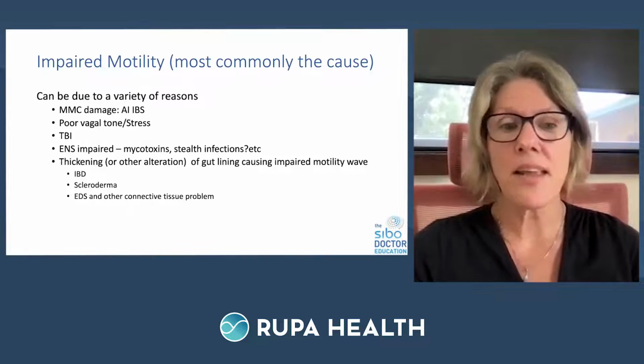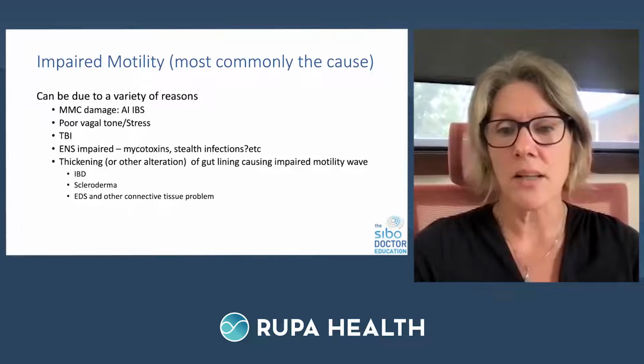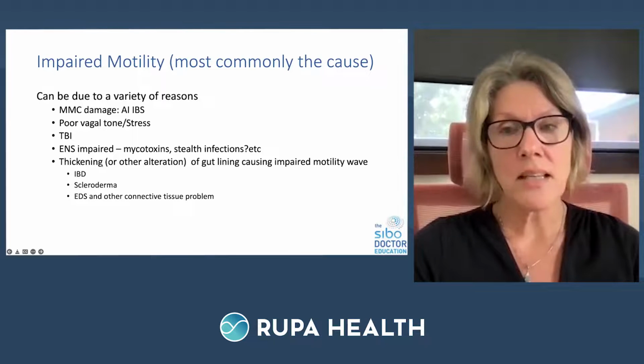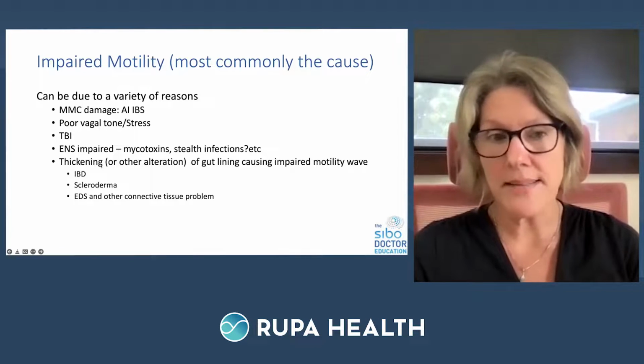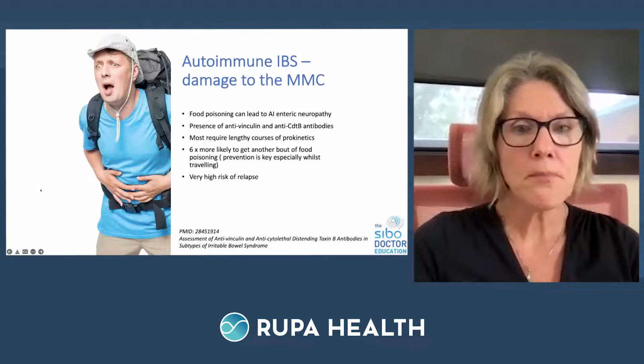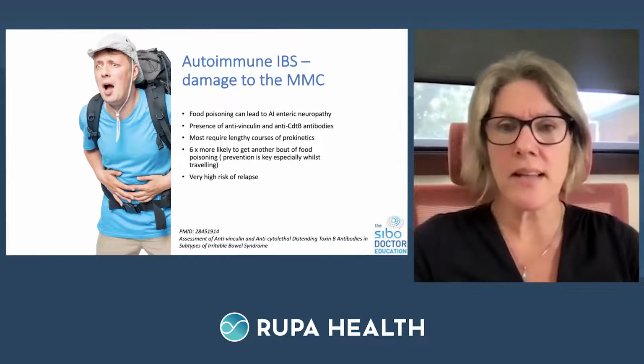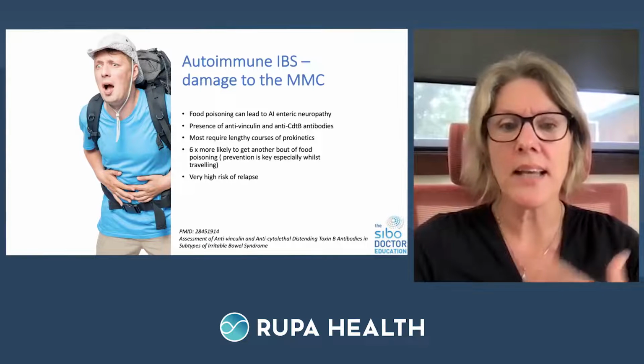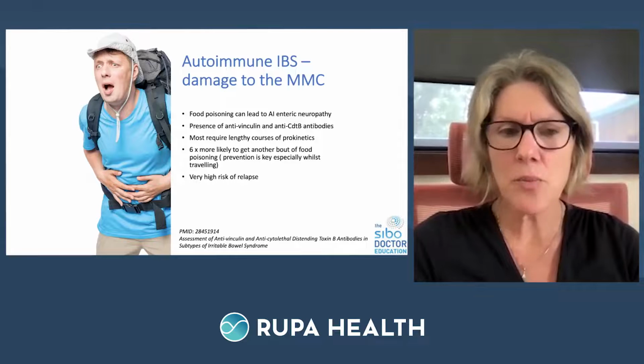And any kind of thickening or alteration of the gut lining can cause impaired motility waves. We see this obviously in IBD with strictures and thickening, and scleroderma and EDS. This is just a quick slide on the autoimmune issue where we're seeing elevated antibodies.